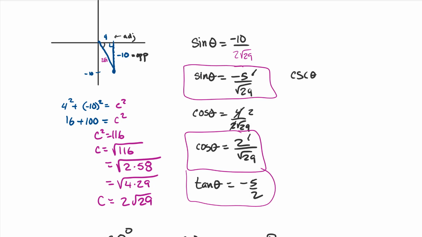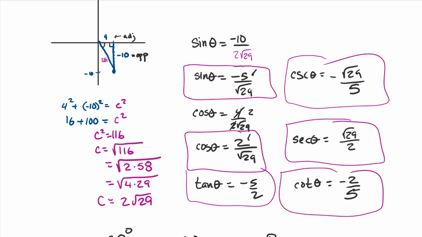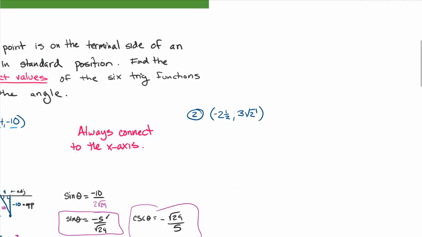Cosecant of theta. Since sine is negative, so is cosecant. So when we flip it over, it's still negative. Secant, just flip it over. Since cosine is positive, secant's going to be positive. The root 29 goes up top, 2 goes down below. And then cotangent of theta, same thing. Since tangent's negative in the fourth quadrant, and it's got -5/2, you flip it over for cotangent, and cotangent's also negative. That's why when we say ASTC, we're just talking about sine, cosine, and tangent. So there's your 6 answers. Now let's go to the next.